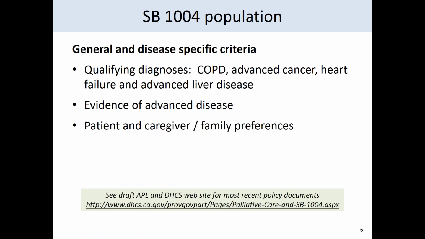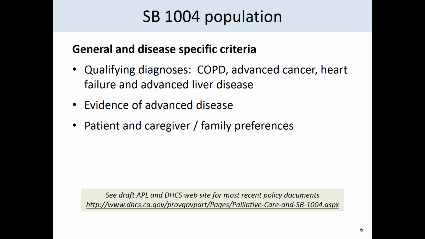So just to review, to make sure that we're all on the same page, the SB 1004 population is described in detail in both the policy paper and in the APL, and I'd refer you to the SB 1004 website that DHCS maintains to see the details there. But generally, the SB 1004 population is defined by a combination of general and disease-specific criteria.